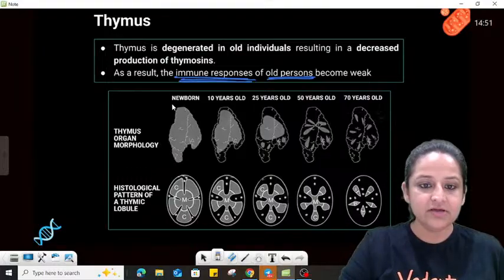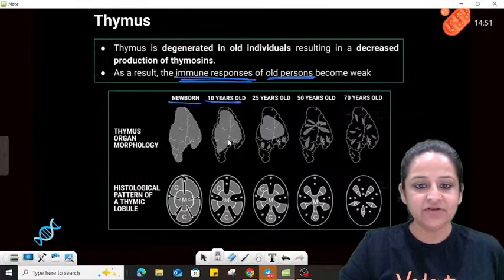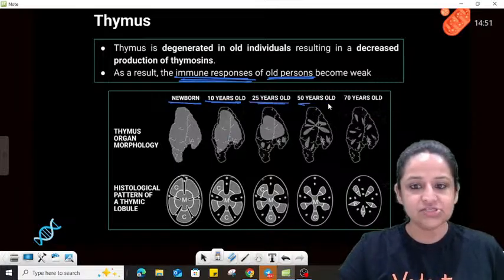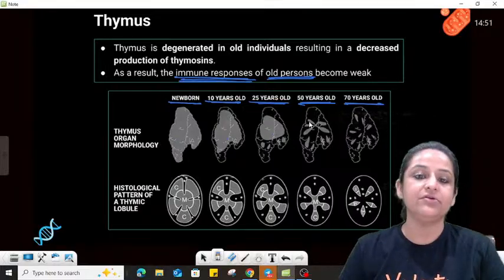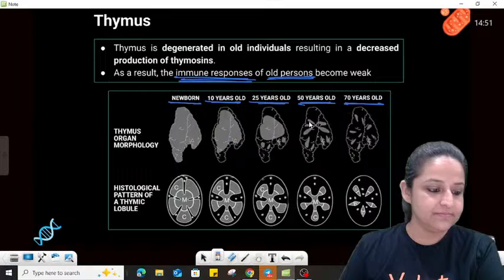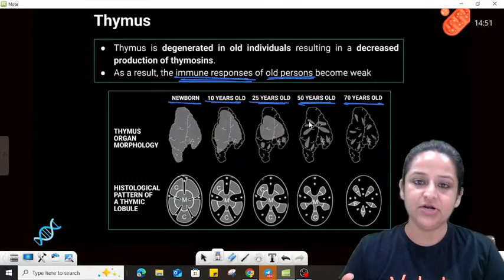You can see over here, this is the thymus of a newborn. This is the thymus of a 10-year-old. This is the thymus of a 25-year-old. This is of a 50-year-old and this is of a 70-year-old. So this is how it is decreasing. Clear? I hope this part is clear to everyone.